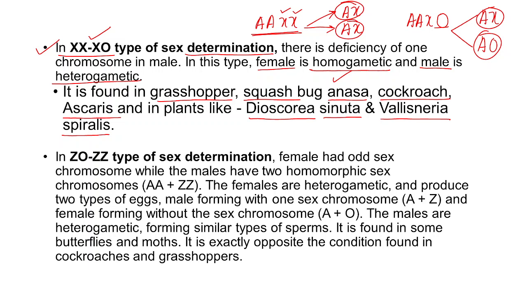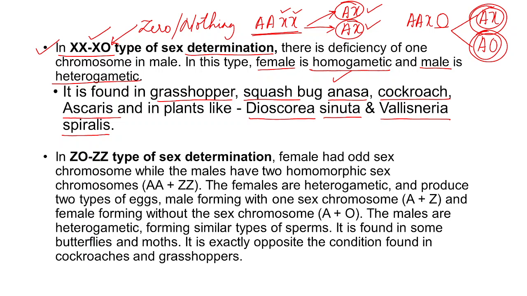Is that clear? Where the females can produce similar type of gamete, that is AX and AX, but the males can produce dissimilar gamete, that is AX and AO. Very important point to be remembered here. What do you mean by this O? It means nothing or it means 0. There will be no chromosome along with X in the males, which can be represented by O there.